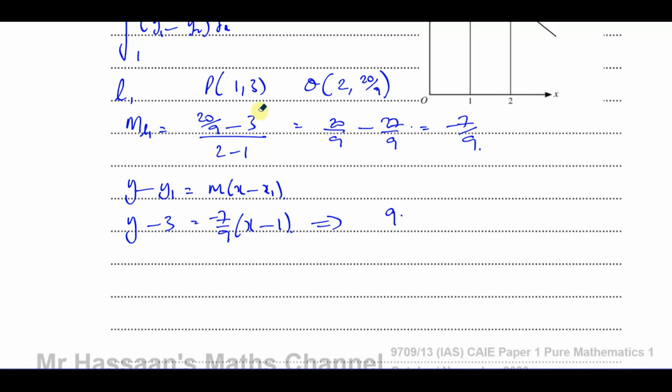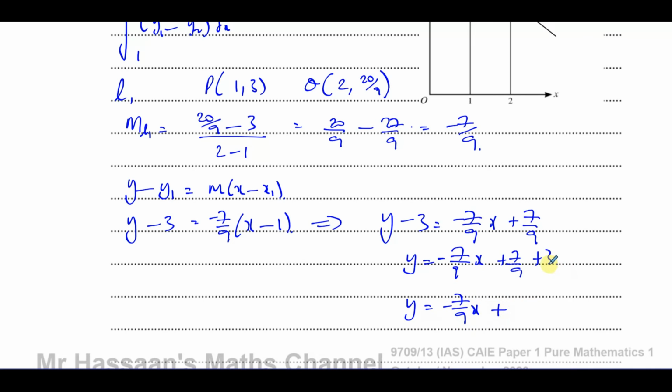In fact, I want to write it as y in terms of x. So I'll make y the subject. So y minus 3 equals minus 7 over 9 x plus 7 over 9. And then y equals 7 minus 7 over 9x, and you're going to have plus 7 over 9 plus 3. Okay, so that's going to be y equals minus 7 over 9x plus, that's going to be 27 over 9 plus 7 over 9, which is going to be 34 over 9. So that's the equation of line 1.